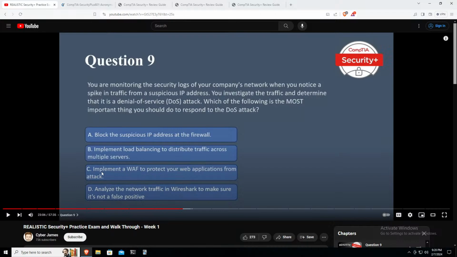Yeah, this one I'm kind of leaning towards C as the correct answer here. But they do notice the IP address, so you know, either the firewall would block it or you would block it. There's no remnants of a web app being used here.